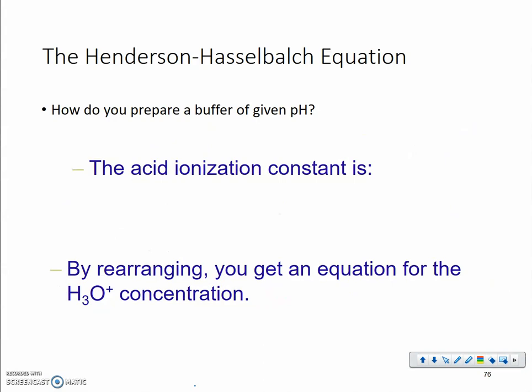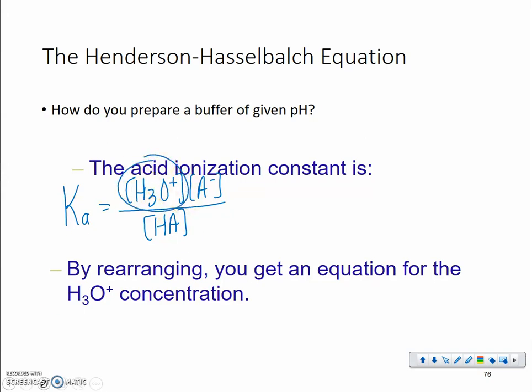Then our acid ionization constant Ka is equal to our H3O+ times our conjugate base over our starting amount of acid. If we rearrange this slightly to solve for our H3O+, we will get that.